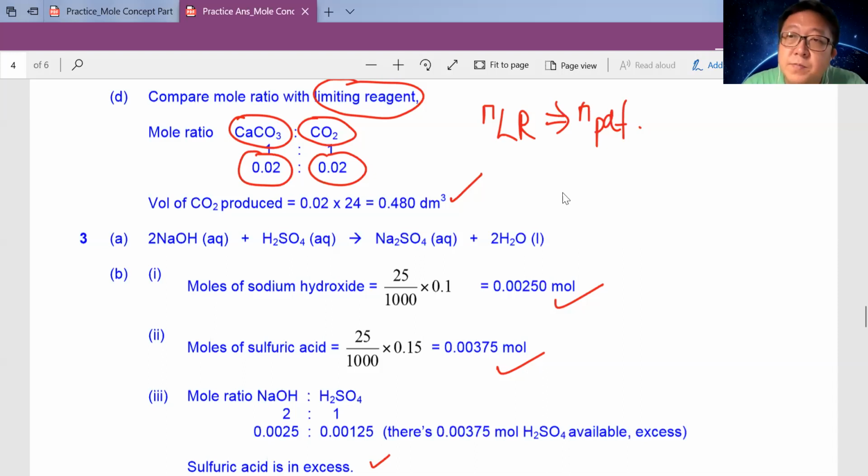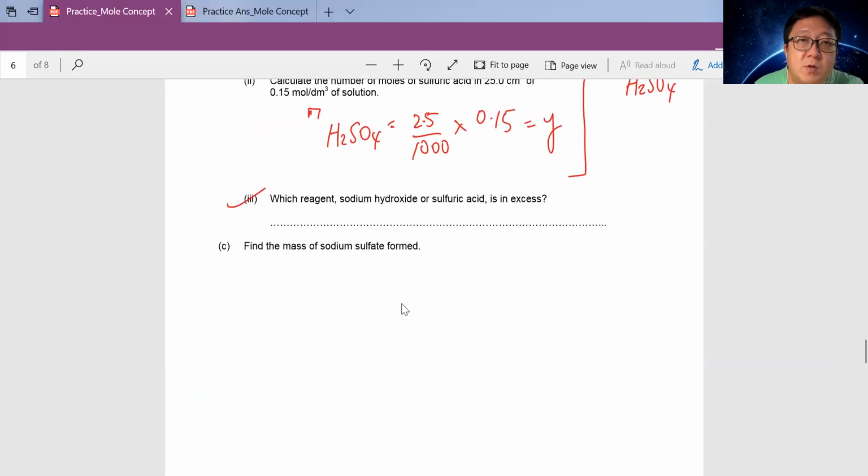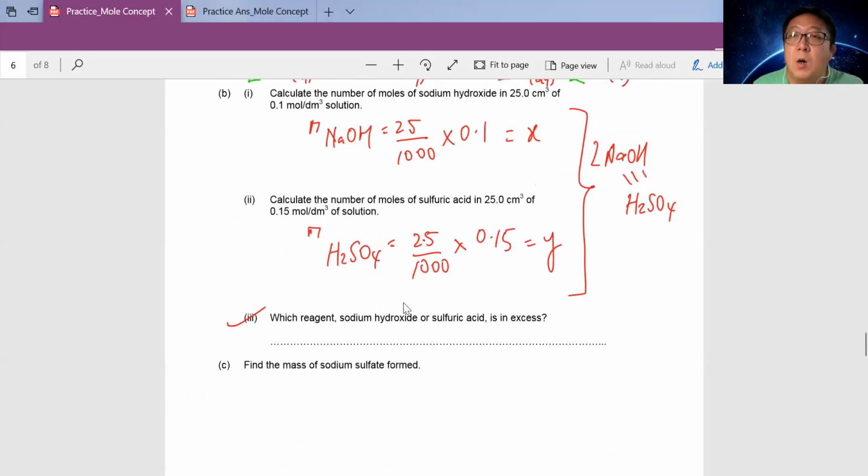Any problem? Good. Let's carry on. Find the mass of sodium sulfate formed. Remember, once we have determined who is the excess reagent, we don't care about the excess reagent now. Oh, the irony is like that. When you are the limiting one, not enough reagent, we are more interested.